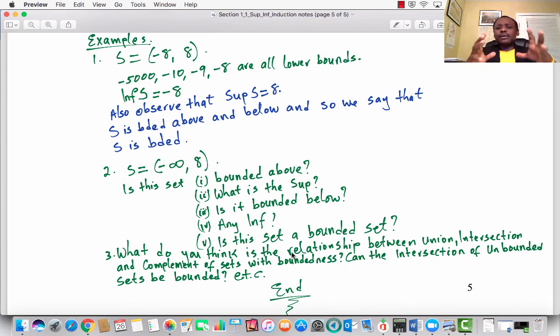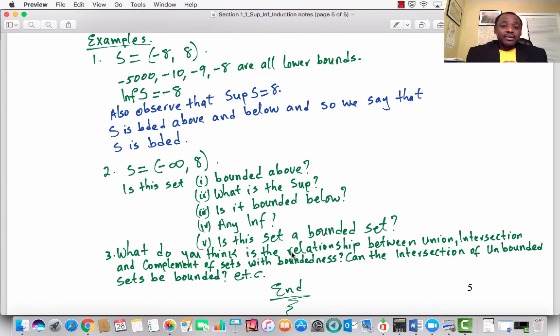Now, what do you think is the relationship between union, intersection, complement of sets with boundedness? Can we say that the union or the intersection of sets that are unbounded can be bounded? Can I have a set that is not bounded above, not bounded below, another set not bounded above, not bounded below? Can I intersect those two sets and get a bounded set? How would the minimum, maximum, infimum, supremum look like? These are all very exciting concepts which you should start playing with.